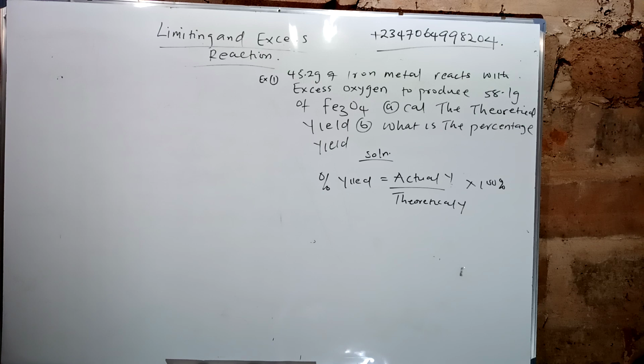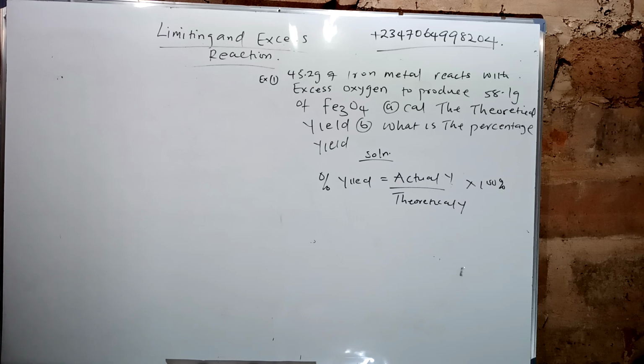Now, using the question above, you can see 45.2 grams of iron metal react with excess oxygen to produce 58.1 grams of iron tetraoxide. Now, what is the percentage yield of the reaction, and what is the theoretical yield? By solving, I said the theoretical yield is always calculated as the product.